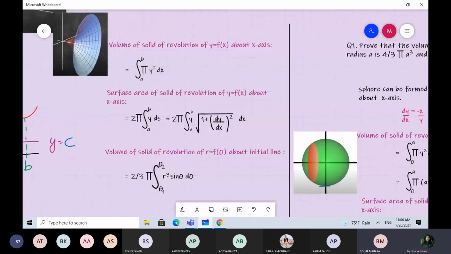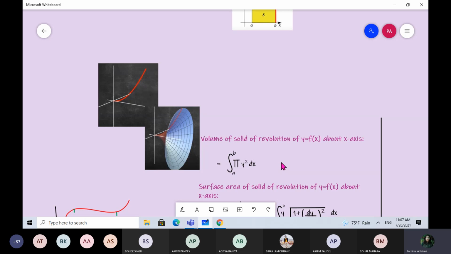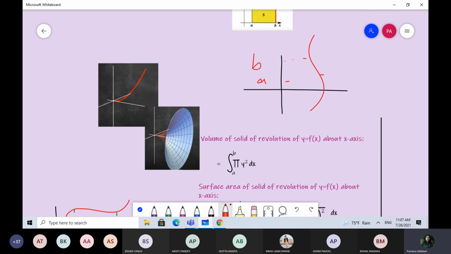Formula for volume, right? About x-axis, it is about y-axis. Then what change are you going to get here? What change are you going to make here? x square dy.